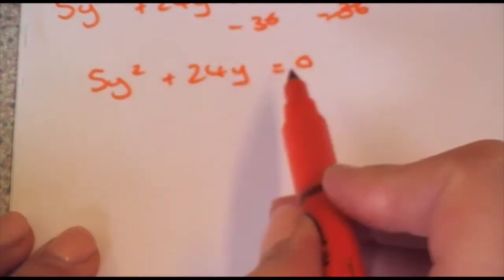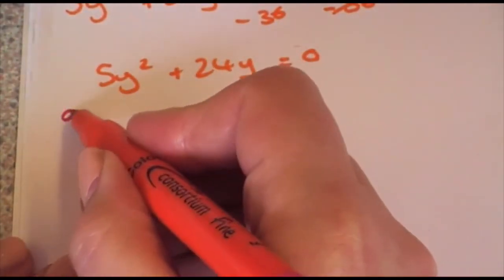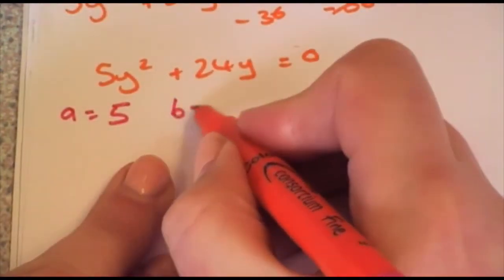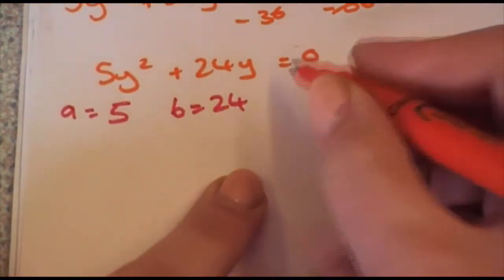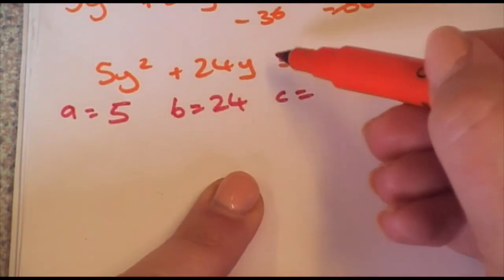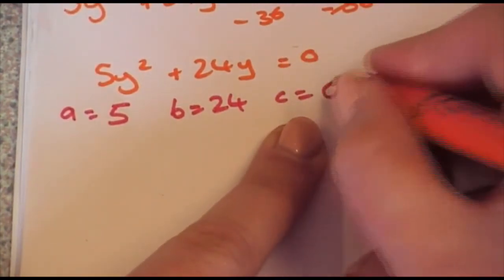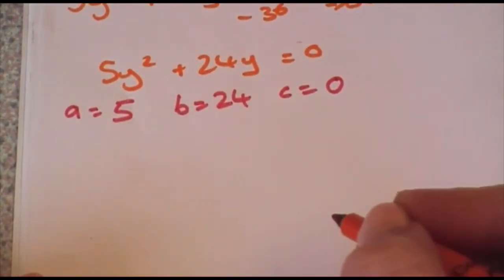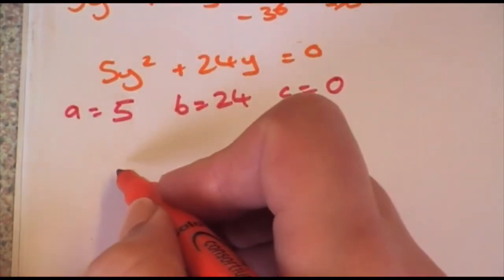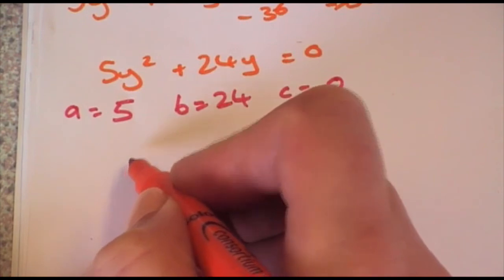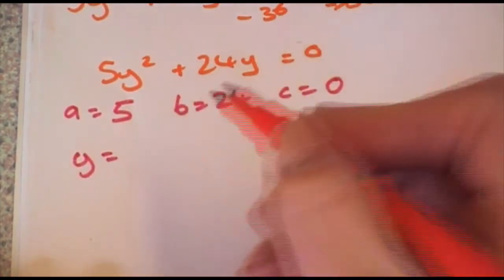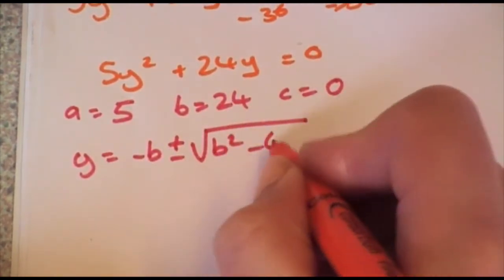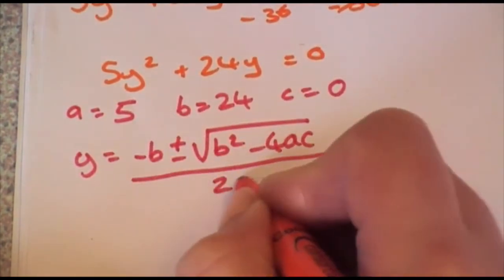So 5y squared plus 24y equals 0. I need to start by saying what a, b and c equal. So here a is the coefficient of the squared term, so a equals 5. b equals 24, and it's a positive 24. And now c equals, we don't actually have a constant there, so c is going to be 0. So a is 5, b is 24, c is 0. I'll substitute that into the quadratic equation. So instead of starting with x equals, I'm going to start with y equals. So y equals negative b plus or minus the square root of b squared minus 4ac divided by 2a.